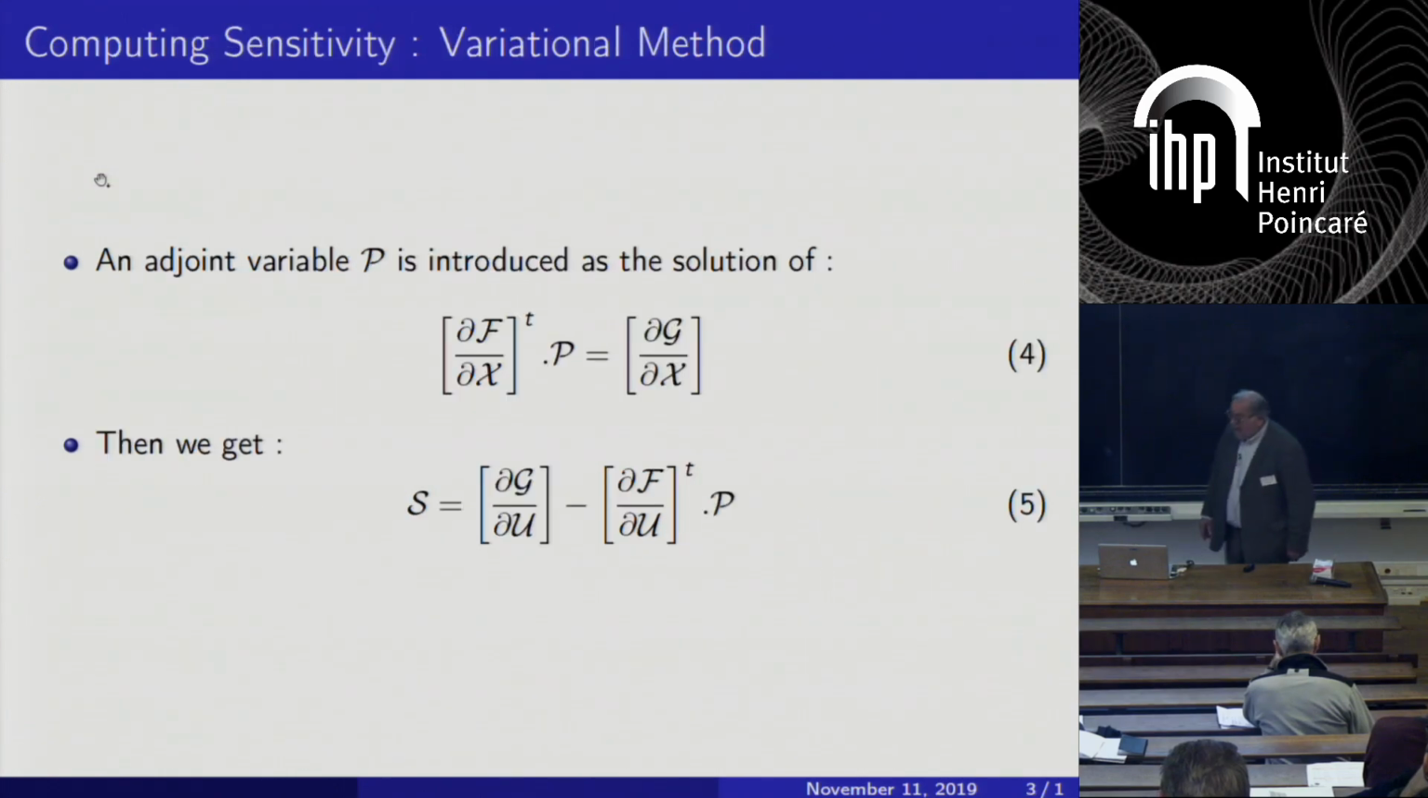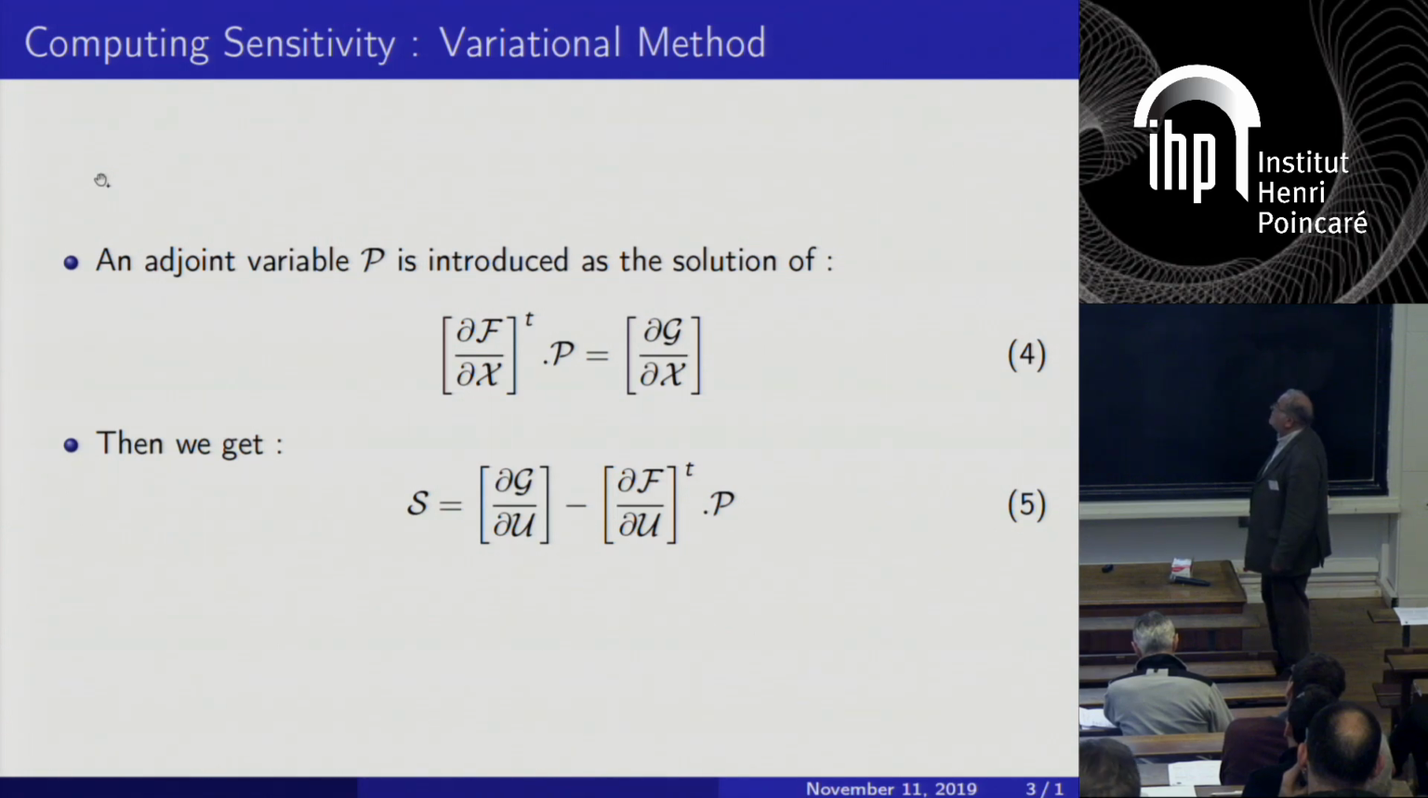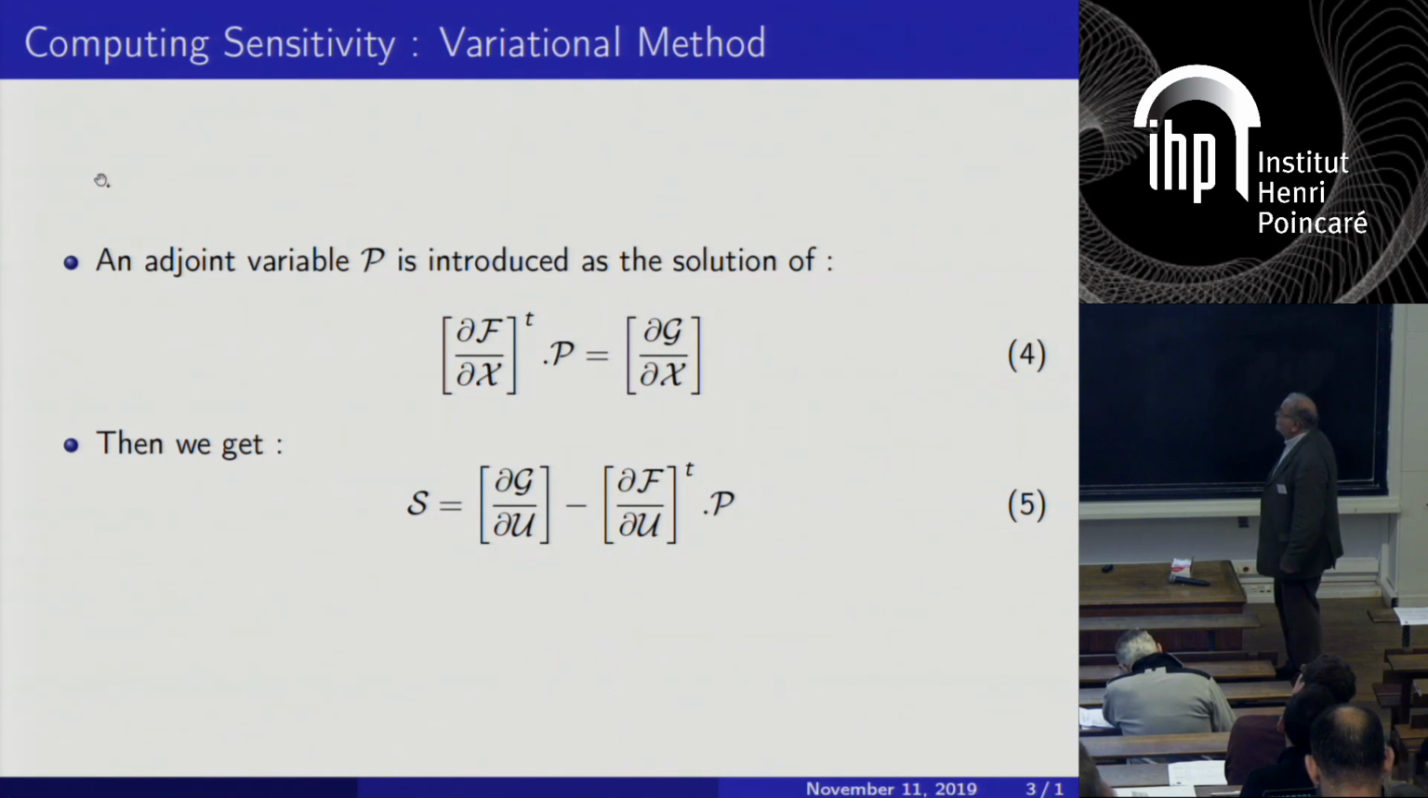So how to compute the sensitivity? It is very simple to show. We introduce an adjoint variable, capital P, as a solution of df over dx transpose, where df over dx is the Jacobian of the model, P equal to the gradient of the response function with respect to the state variable. Then it's very simple to see that the sensitivity is equal to the gradient of g with respect to the parameter minus the transpose of the Jacobian of the model with respect to the parameter multiplied by the adjoint variable. So this is the abstract form.